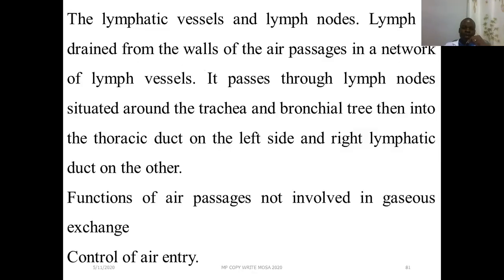The lymphatic vessels and lymph nodes. Lymph is drained from the walls of the air passages in a network of lymph vessels. It passes through lymph nodes situated around the trachea and bronchial tree, then into the thoracic duct on the left side and the right lymphatic duct on the other. Functions of air passages not involved in gases exchange, but control of air entry.